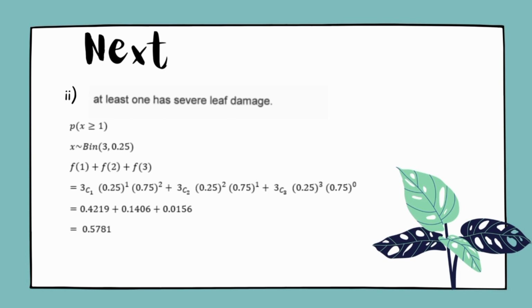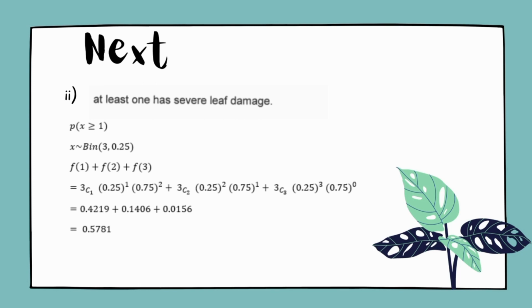For the second question, at least one has severe leaf damage. So it says that from the trees, at least one has severe leaf damage. It doesn't matter if it is 1 or 2 or 3, but at least one. So our x is more than or equal to 1. n is 3 and 0.25 is from P. So we must add F1 plus F2 plus F3.